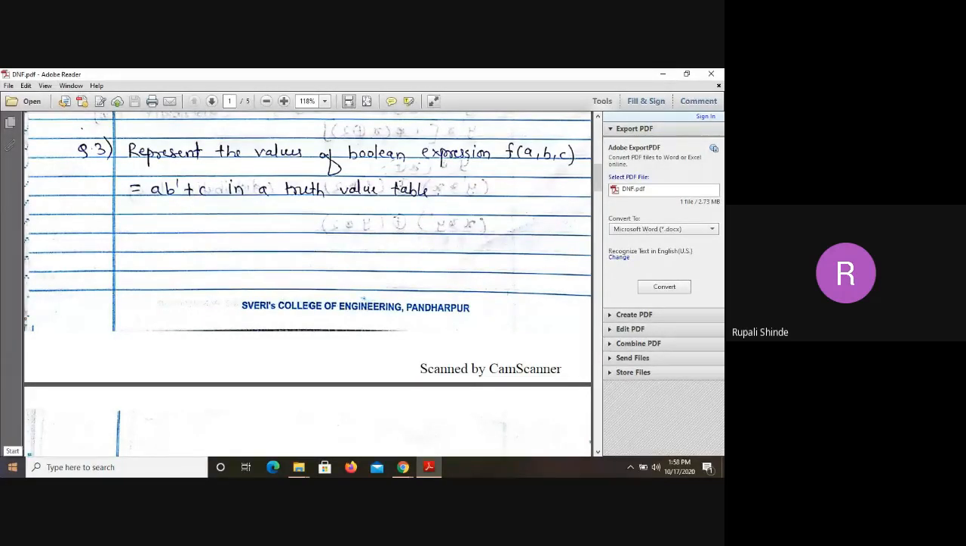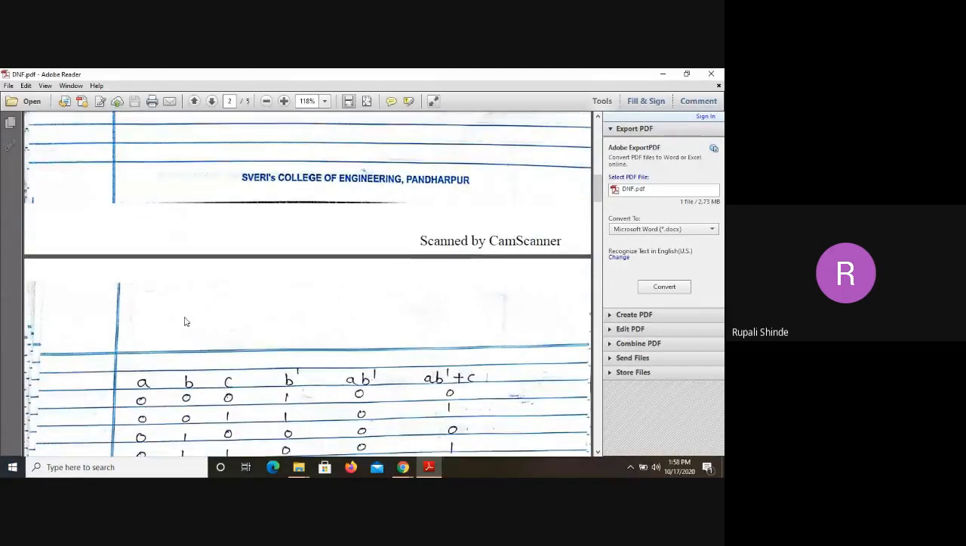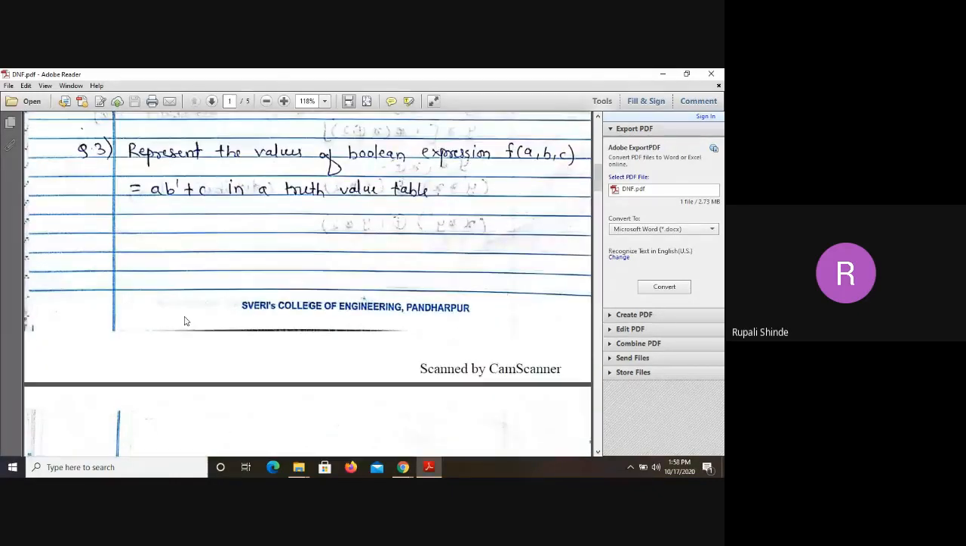I think nothing is difficult here because we have solved these kinds of problems in unit number 1 itself. Is it fine? Do you understand your question? Yes, ma'am. Okay.